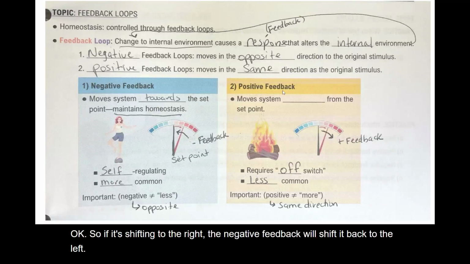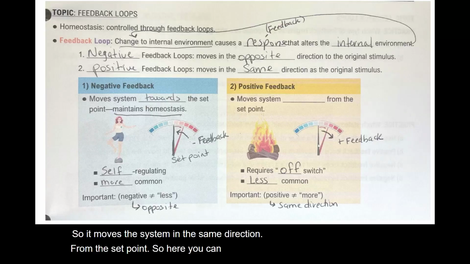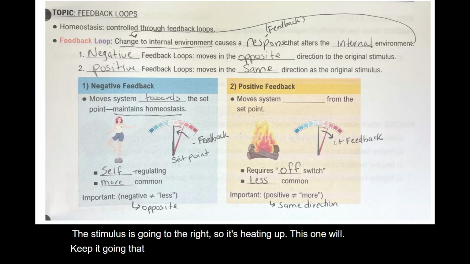Where positive feedback moves the system with the set point. Okay, so it moves the system in the same direction from the set point. So here you can see the set point's in the middle, the stimulus is going to the right, so it's heating up. This one will keep it going that direction, so it's adding to it. That's why it's positive feedback.